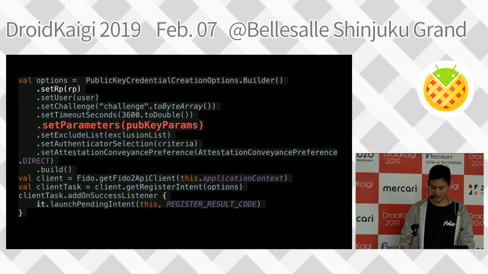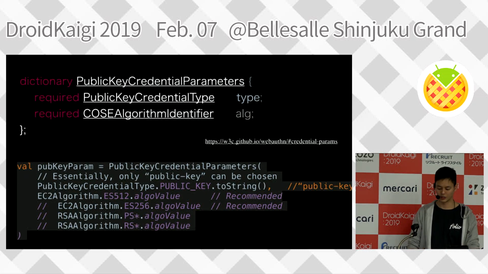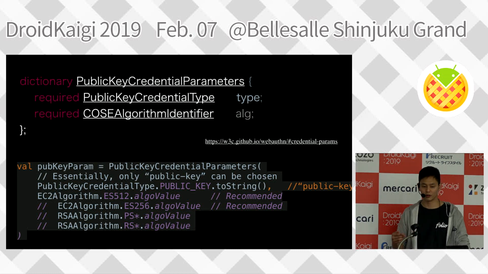Then set parameters. These are the parameters to define the public key you're going to generate. That parameter is essentially the algorithm itself. You see the public key credential type, but it's actually a static value, which only has public-key. So you only need to worry about the algorithm at this point. FIDO2 packages allow you to specify two types of algorithm. One is elliptic curve, one is RSA. But in WebAuthn, elliptic curve is generally the recommended one.